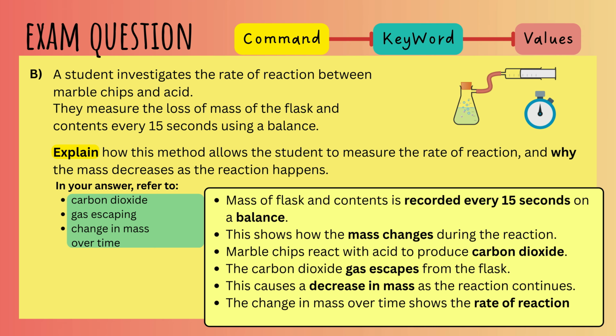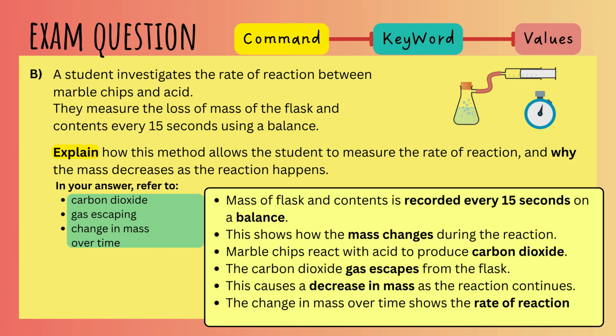So, the mass of the flask and contents is recorded every 15 seconds. This shows how the mass changes during the reaction. Marble chips react with acid to produce carbon dioxide gas. The carbon dioxide escapes from the flask. This causes a decrease in the mass as the reaction continues. The change in mass over time shows the rate of reaction. 6 bullet points, 6 very efficient answers.